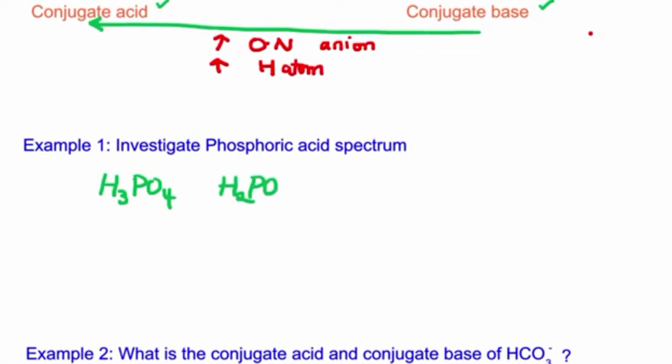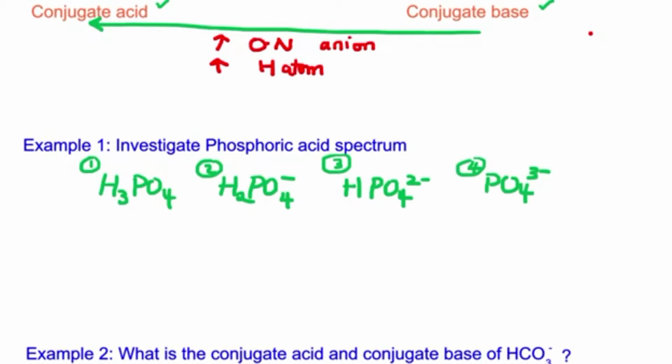That results in the charge of phosphate to be -1, and the next one here is H with a phosphate charge of -2, and finally we have phosphate with a charge of -3. So now this is actually the spectrum. We'll label this as 1, 2, 3, 4. We can determine based on this which is the conjugate acid or conjugate base.